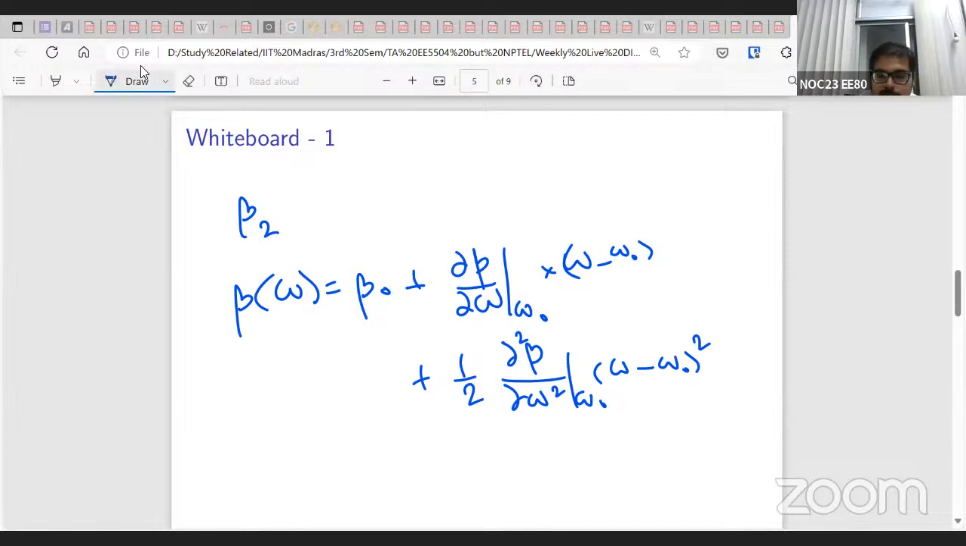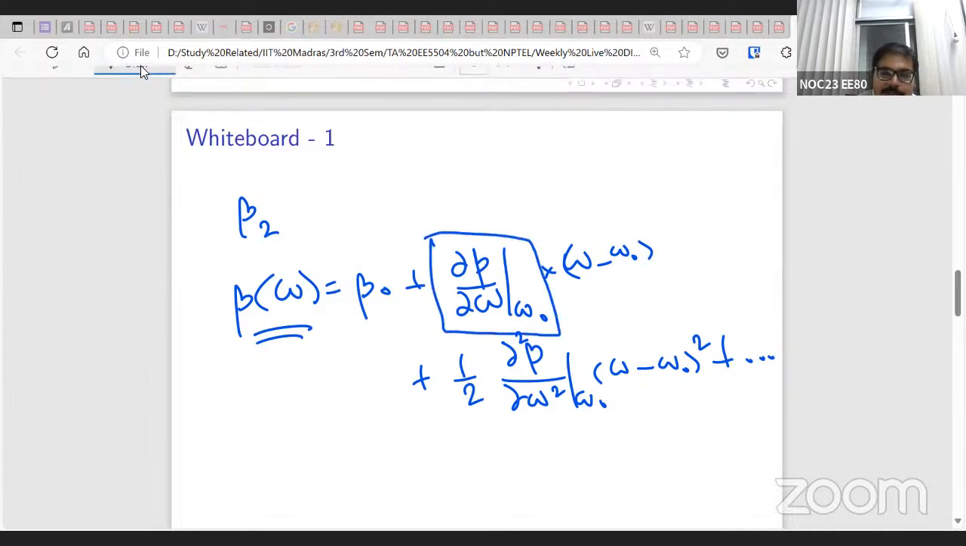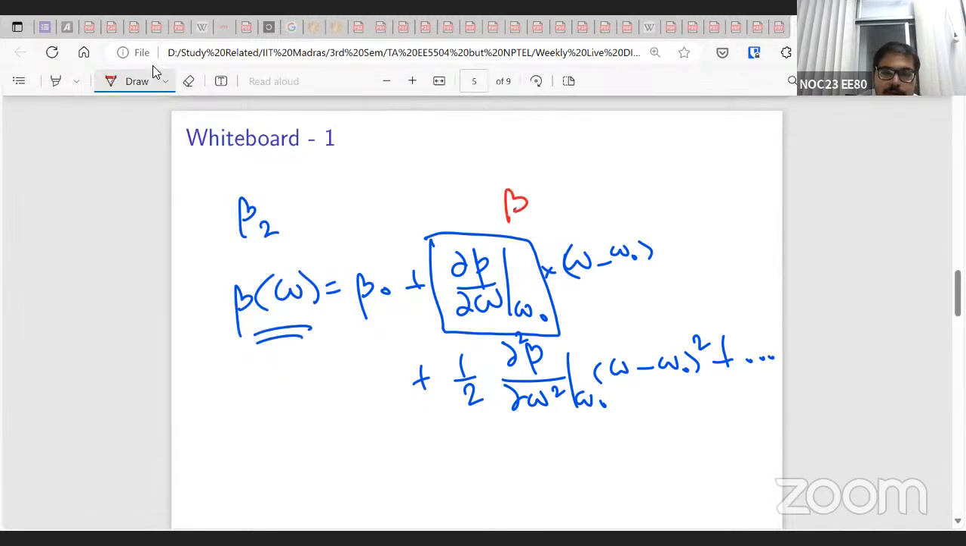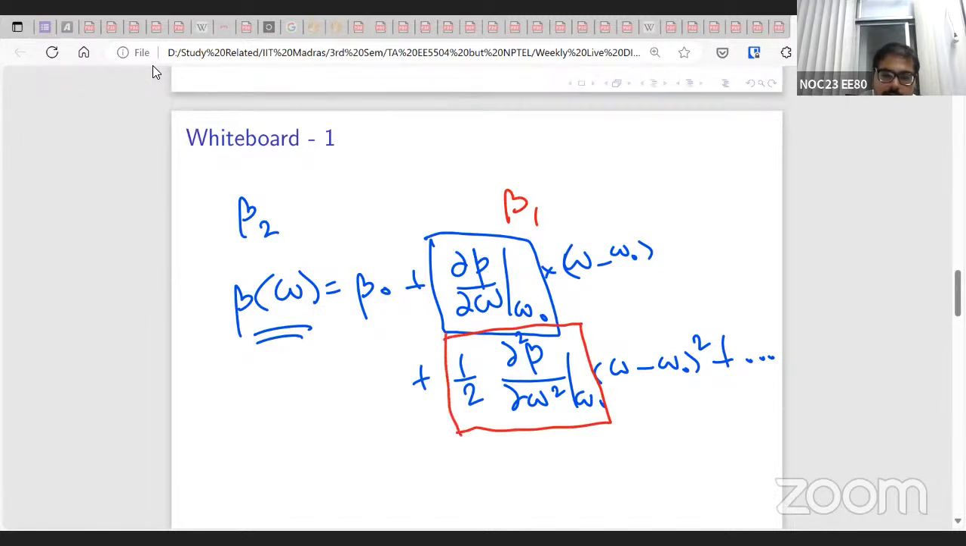So basically, you can do a Taylor series expansion of this function, beta as a function of omega. In this expansion, this part is beta 1, then this part is beta 2. This expansion was never touched upon during the course, but this beta 2, you will encounter.